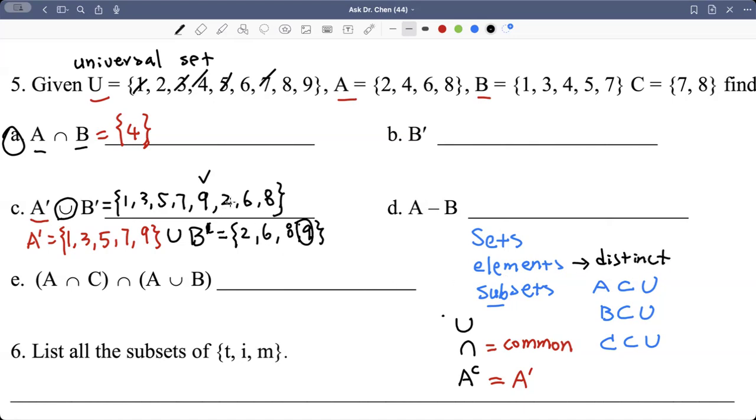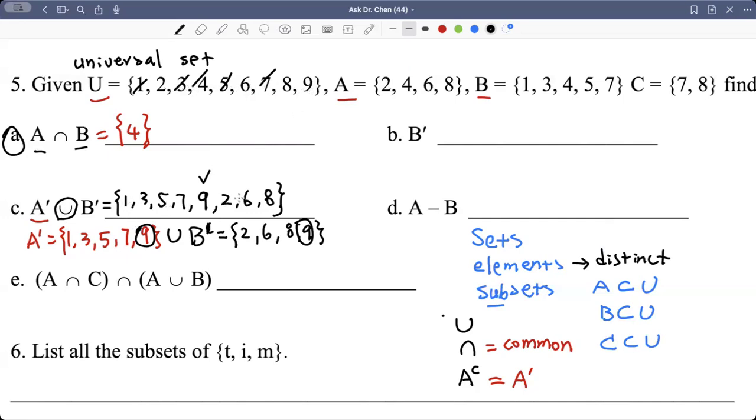Okay, if the same, we'll only write once. We have 9 in A, 9 in A complement, 9 in B complement. When we union them, we only write once. So A complement union B complement is 1, 3, 5, 7, 9, 2, 6, 8. I think that's equal to U. 1, 2, 3, 4, 5, 6, 7, 8, 9.